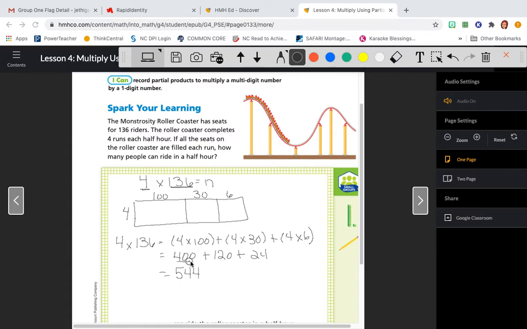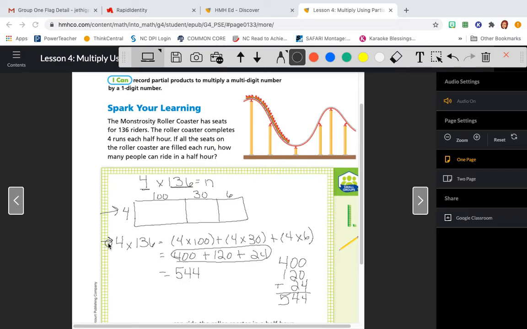Now again, remember, if you can't add horizontally, you need to come over to the side and rewrite it vertically, but make sure you line your numbers up. And you should get the same answer. So there are 544 people that can ride the roller coaster in a half hour. Here we're using the area model, breaking it into expanded form, and using the distributive property to help find the whole product. You're going to hear me use that word again from yesterday's lesson, partial product.